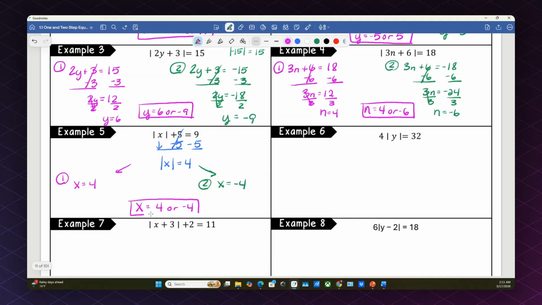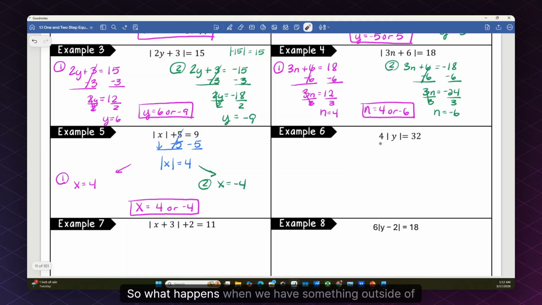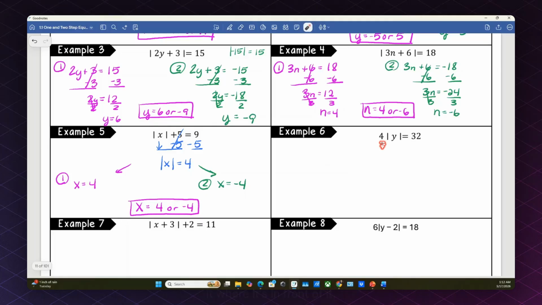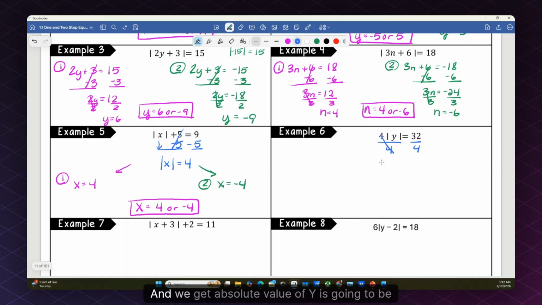So that wasn't too bad, that particular one. What happens when we have something outside of it, in front of it, like a coefficient here? It's not too bad. When it's in front, it's like the distributive property, like 4 times whatever this y is. So if it's multiplying, we can divide by 4. And we get the absolute value of y is 32 divided by 4, which gives me 8.